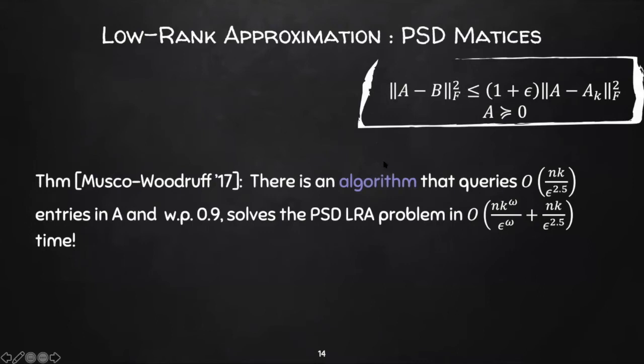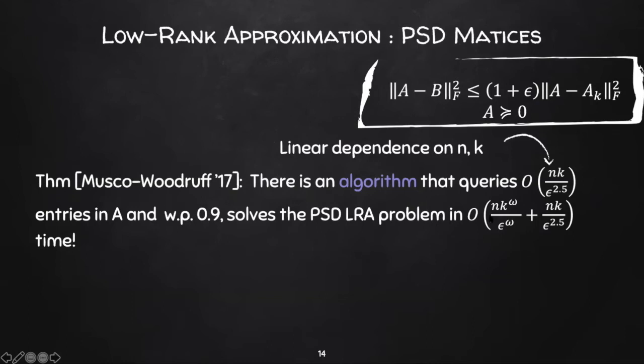Musco and Woodruff in 2017 showed the following extremely surprising result for PSD low-rank approximation. What they showed was an algorithm that queries nk over epsilon to the 2.5 entries in the matrix. Note, this is highly sublinear in the size of the matrix, which is n squared, and is also sublinear in the number of non-zeros in the matrix, and outputs a rank k matrix B such that it satisfies this guarantee as before.